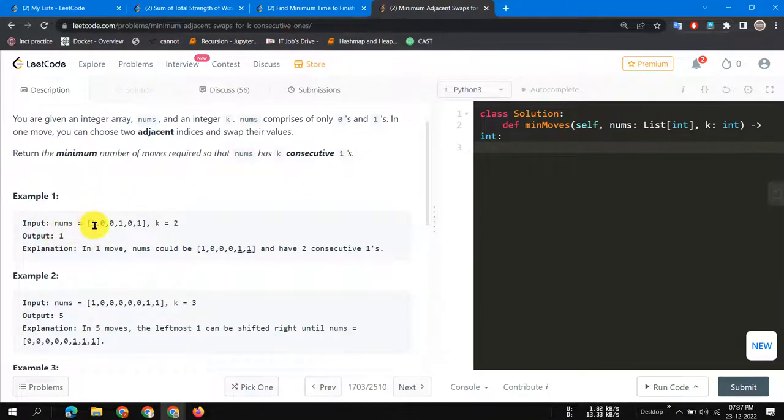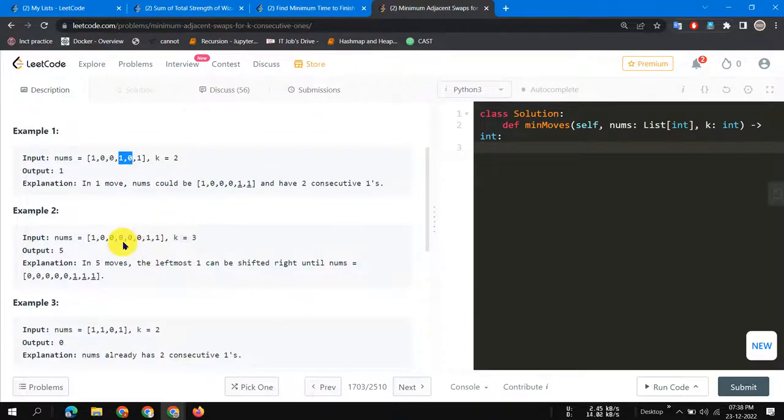do here. A nums array is given that will consist only of 0 and 1, and there will be a given k equal to 2, right? So this k tells you that you have to collect two consecutive ones, and you have to return the minimum number of moves that it will take, right? For example, you have to collect two consecutive ones. What you can do is take this one and shift it to this point, so there will be two consecutive ones, right? And here you need three consecutive ones, so there are two already, so you have to shift this one to this side, right? So you have to do all these things, right?